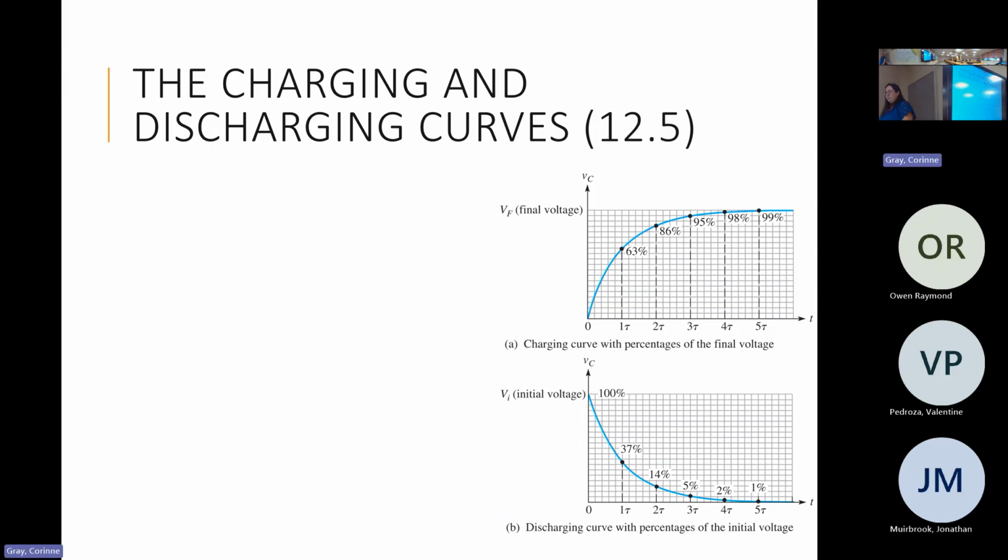So if we're looking at this, if we're adding up the 1 tau values, we have 63 plus 37. What should those add up to? 100. So it's the same ratio of charging versus discharging as we're looking at it. What do we notice as we get further and further along in time? The curve starts to flatten. Yeah, we start to flatten out.